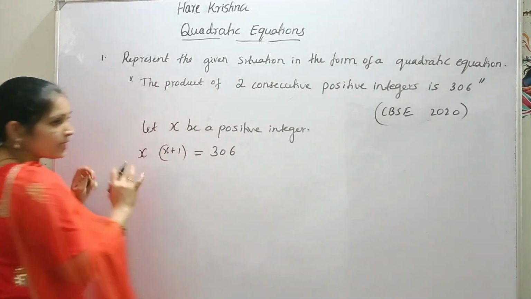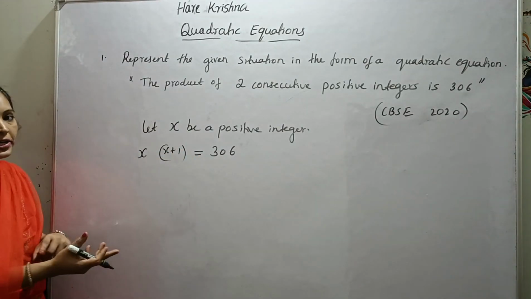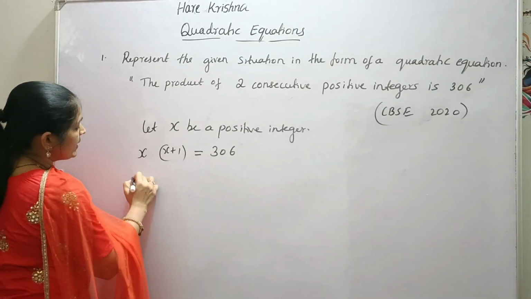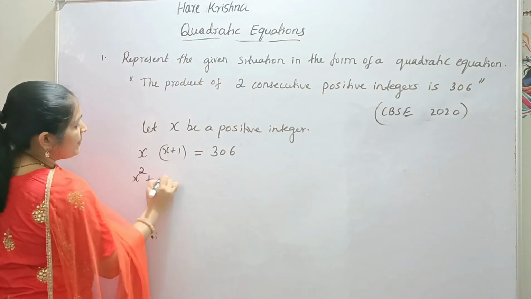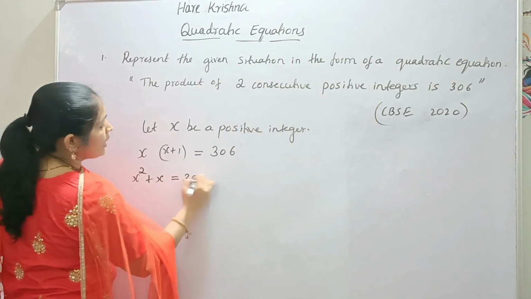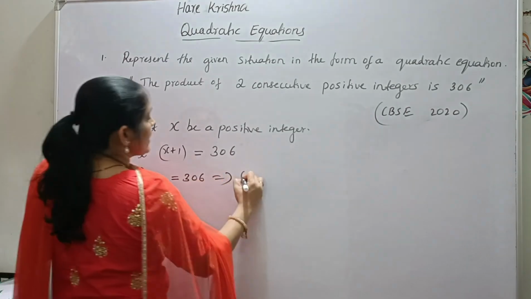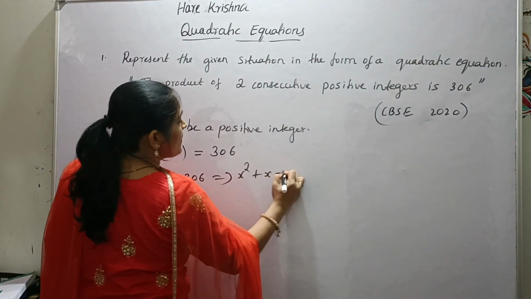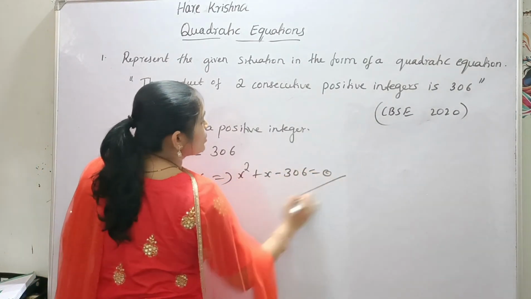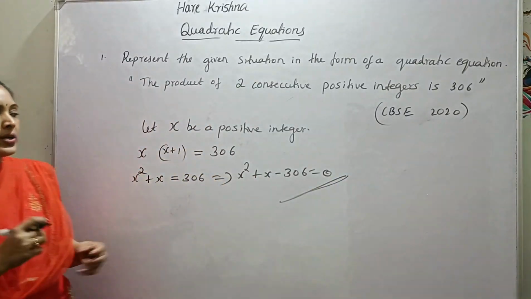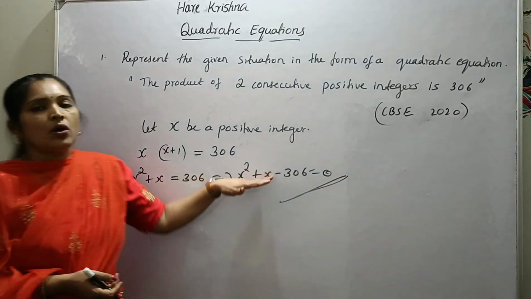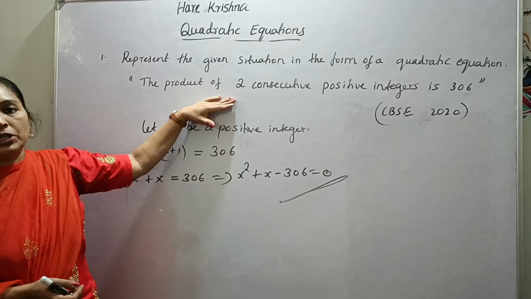Now, we have to make it in the standard form of a quadratic equation. Okay. That is x square plus x is equal to 306. That implies x square plus x minus 306 is equal to 0. It is the quadratic equation of the given statement.